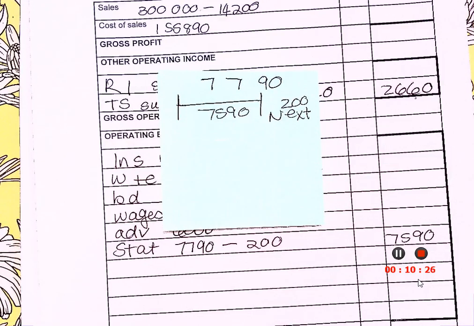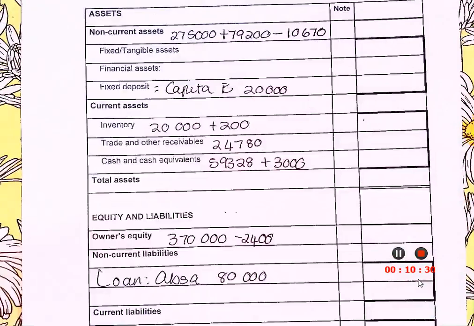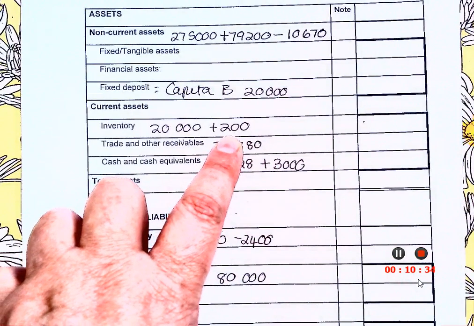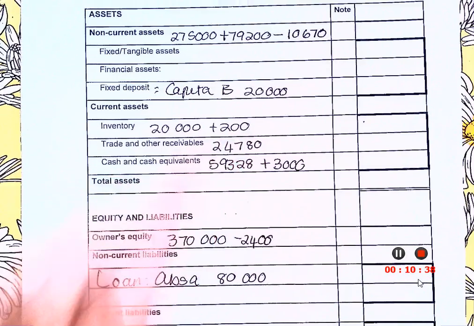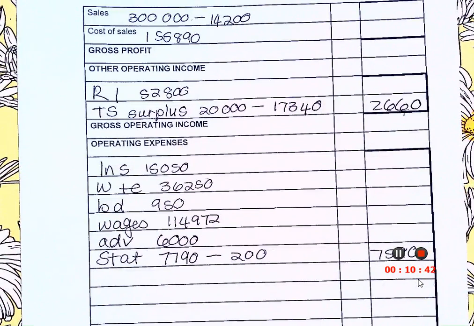That's why I added that 200 with inventory, because it's consumable stock that I didn't use. I'm going to use it next year. And next year, which is actually tomorrow, I'll be very happy because I don't have to run to Spar or Pick n Pay to go buy stationery.